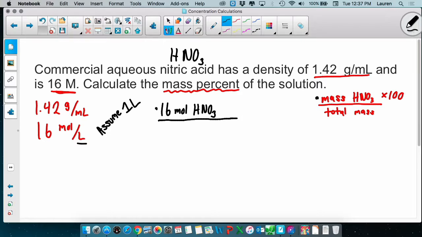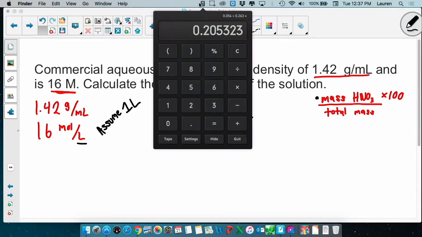So we have 16 moles. How do we convert from moles to grams? Molar mass, okay? So to calculate the molar mass of HNO3, hydrogen is 1.01 plus nitrogen, which is 14.01, plus we have 3 oxygens, each with a mass of 16, so 16 times 3. And we get 63.02.